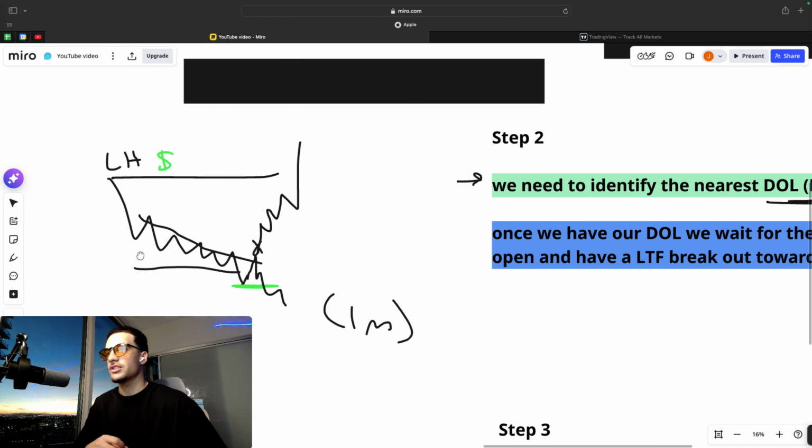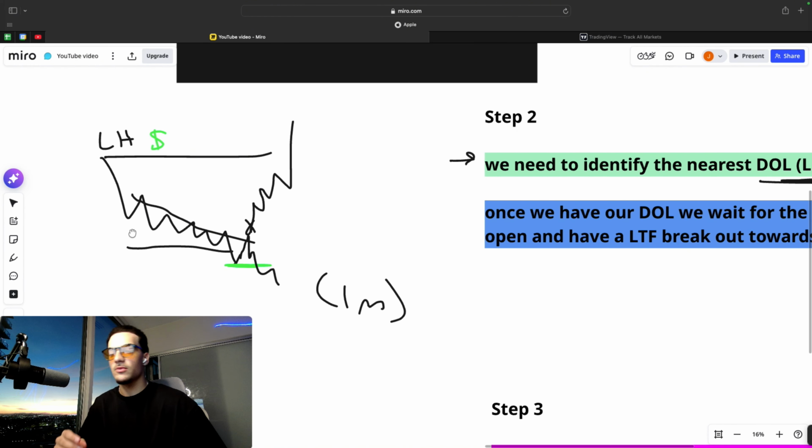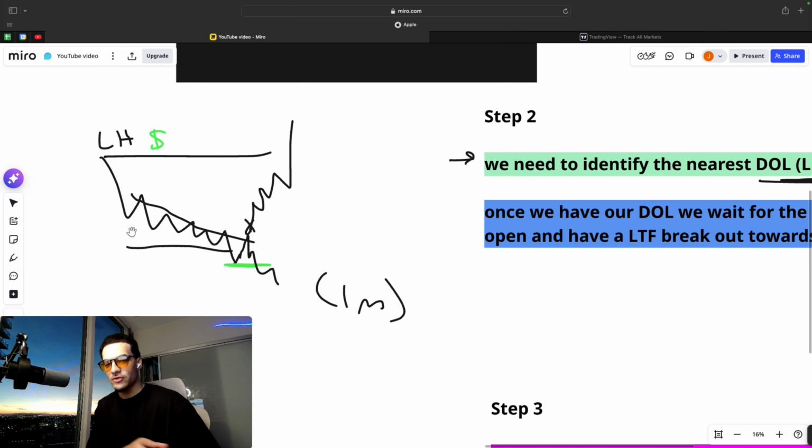Again, this is just a drawing form. There is way more that goes into it. And so that's why we're about to do some live trading examples, and we are going to hop right in.